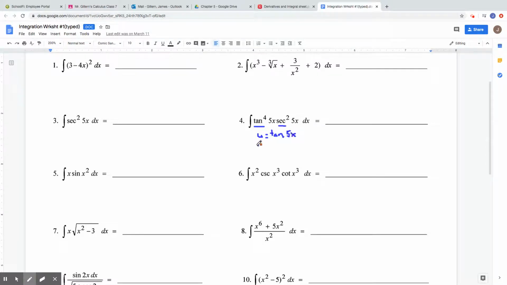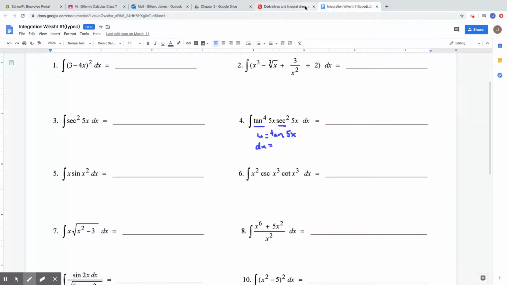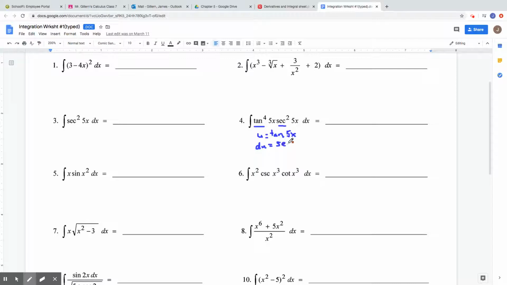All right. So now you find the derivative of tangent. Hopefully you saw that I posted this formula sheet on Google Classroom. If we're looking for the derivative, the derivatives are over here. The derivative of tangent is secant squared u du, which just tells you the chain rule. So it's secant squared of whatever comes after it, which is 5x, times the derivative of whatever comes after it, which is 5. Let me throw a dx on there.